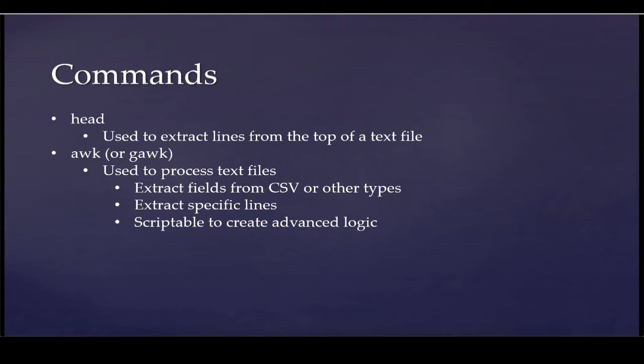Both are open source, by the way. And this one's used to process text files. Could be comma separated files, could be tab separated files, lots of different types of files. It can extract specific fields, extract specific lines, remove some lines, remove some fields. It's actually very powerful because it's a scriptable tool: you can write a little piece of code that AWK can use in order to process a text file. So let's start.